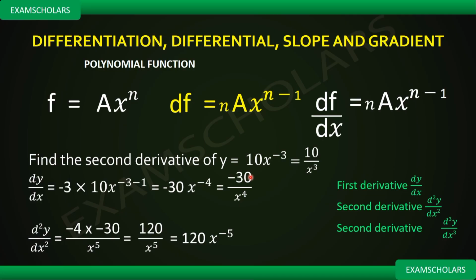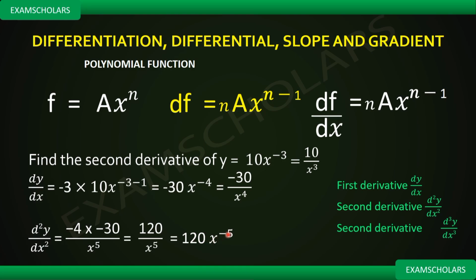You increase this one by 1. X raised to power what? 5. Now I have minus 4 times minus 30 over x raised to power 5. Now I have 120 over x raised to power 5, which is still the same thing as what? 120 x raised to power minus 5.